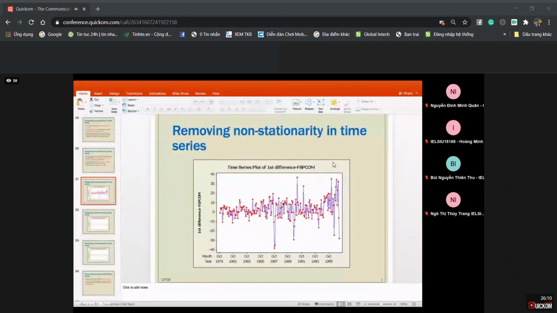Because ARIMA has P, D, and Q. D here is difference. From the non-stationary, we must transform to stationary by differencing. So that's why we need to study differencing. After you remove the non-stationarity, you can use that data to build the ARIMA model. Okay, everyone?